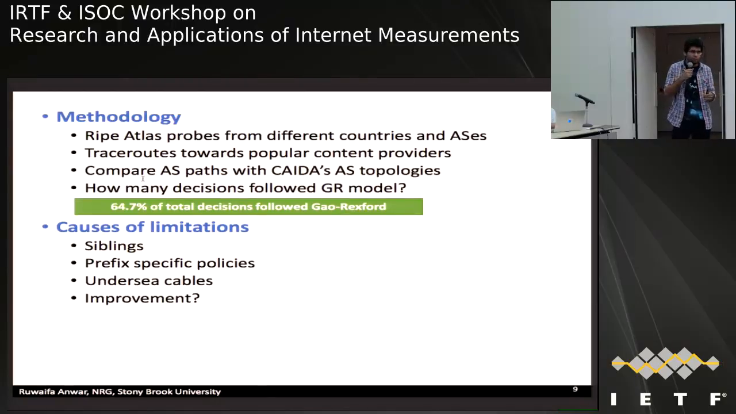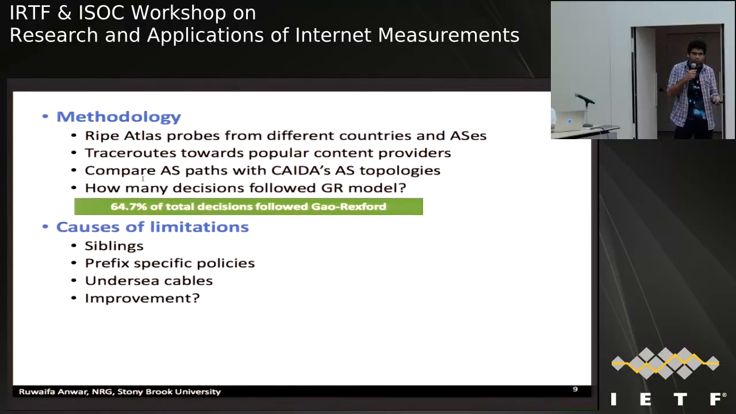Another cause we found was prefix-specific policies. So inter-domain routing is often abstracted to the level of destination AS. However, in practice, routing is done based on IP prefixes. So ASs can have different export policies for different prefixes for the same AS. So this is also one of the causes of limitation.